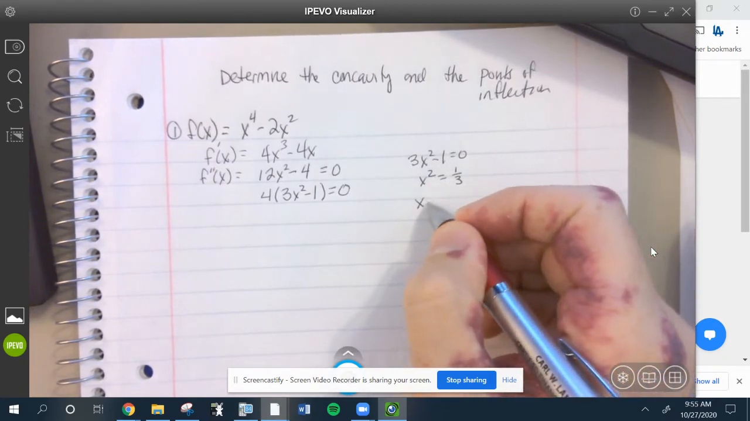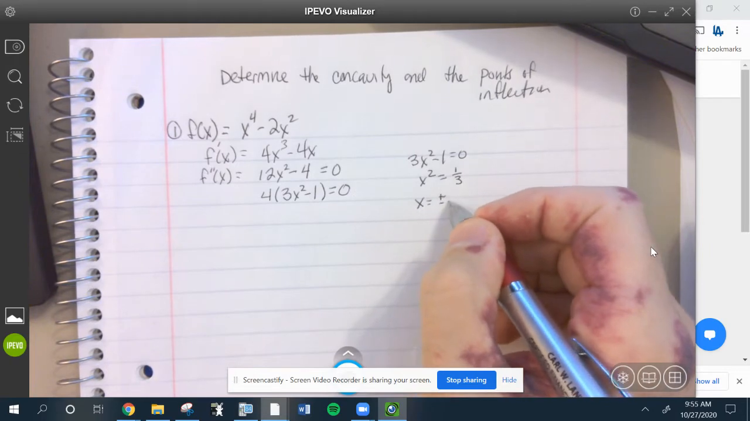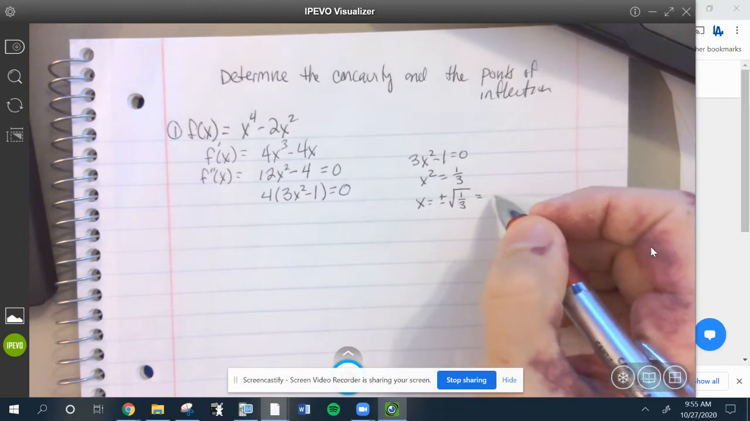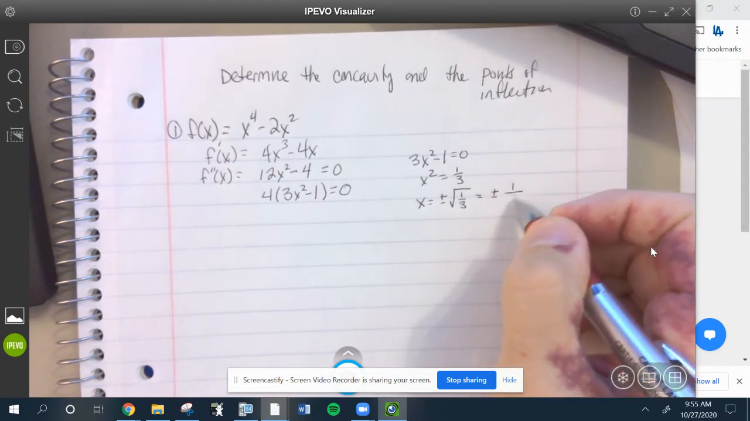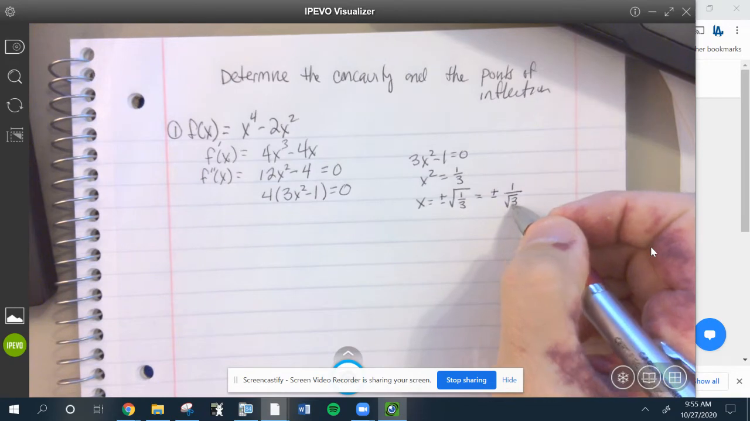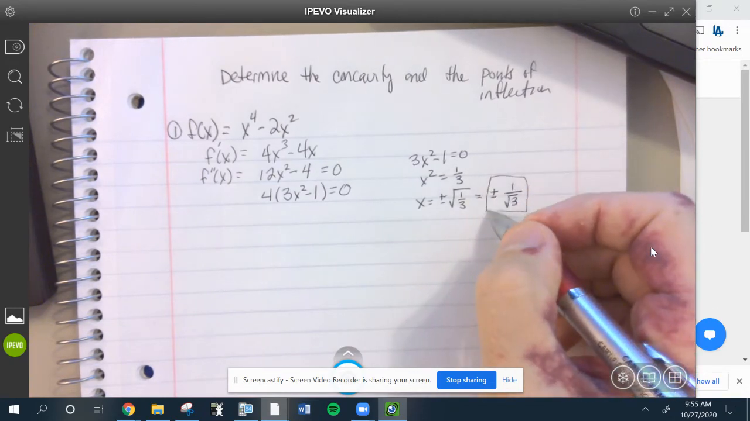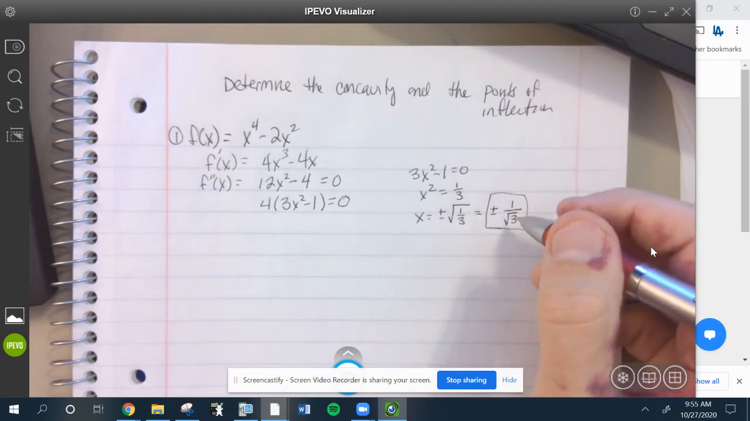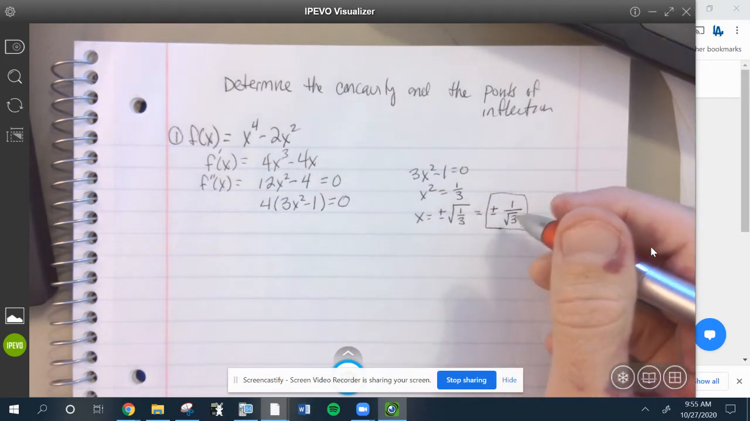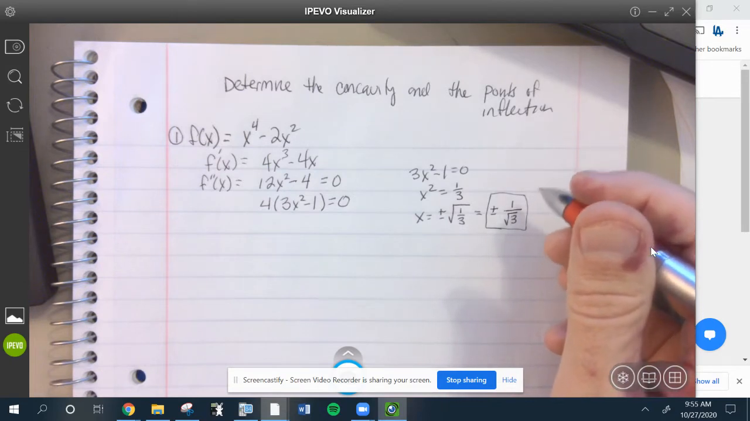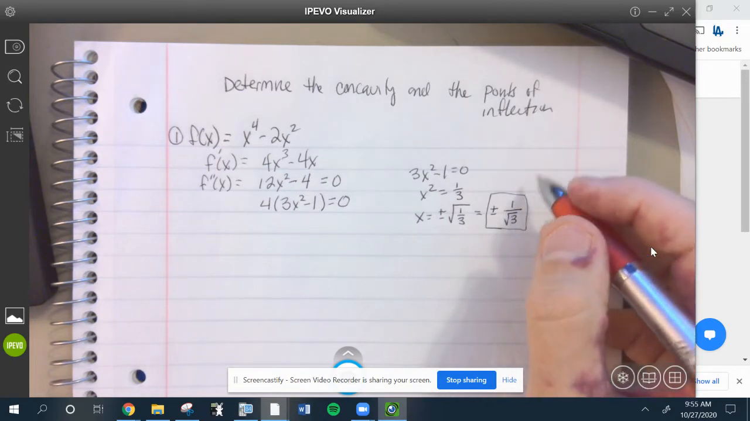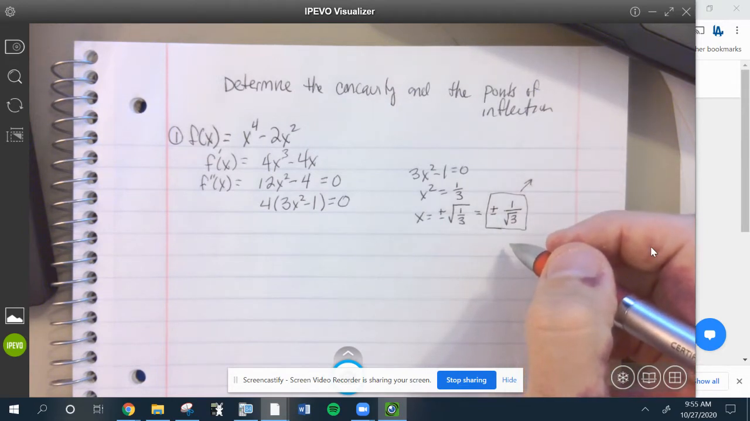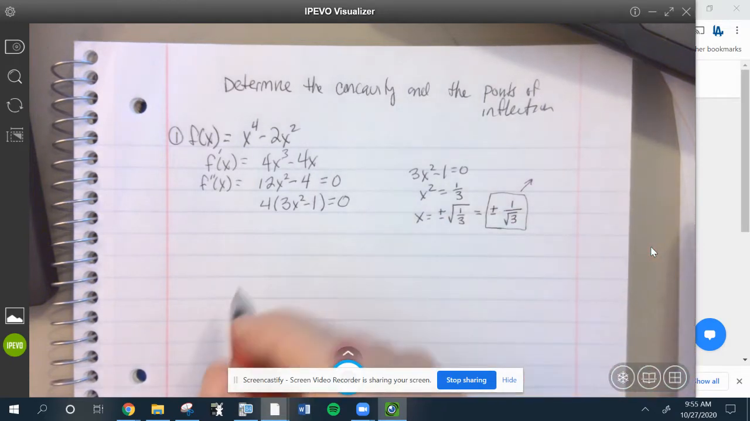Square root both sides. Do not forget you get a plus or minus. And since the square root of 1 is 1, we can simplify it as plus or minus 1 over the square root of 3. Now that's a very uncomfortable looking number, but remember the square root of 3 is between the square root of 1 and 4, so it's 1 point something. So just realize that this number is less than 1.